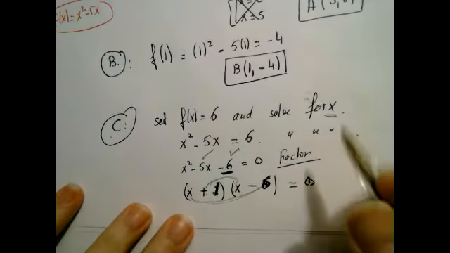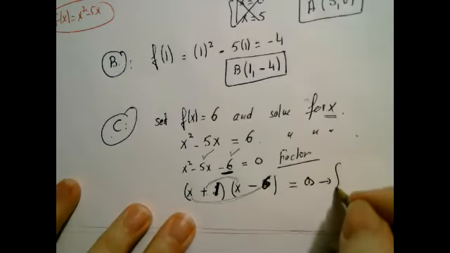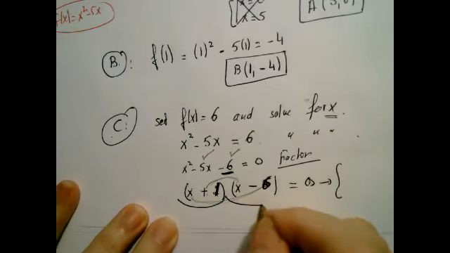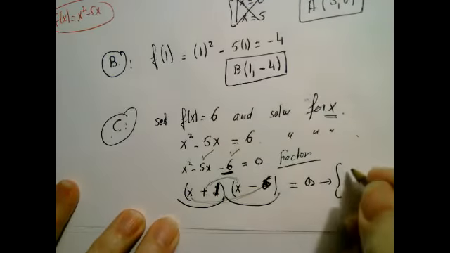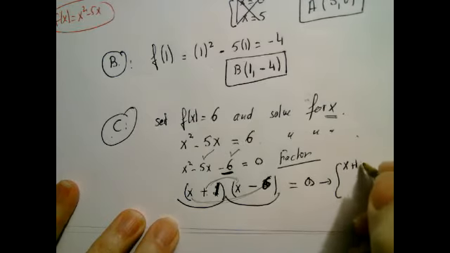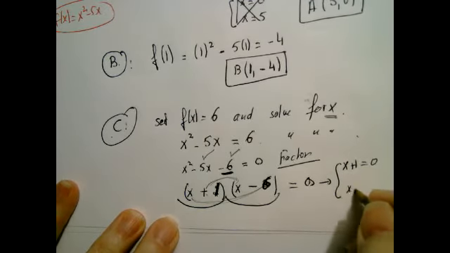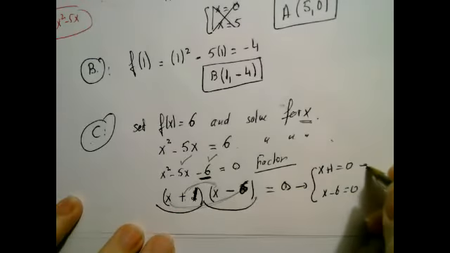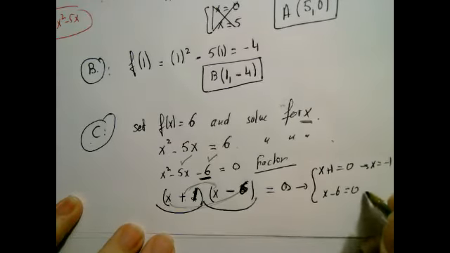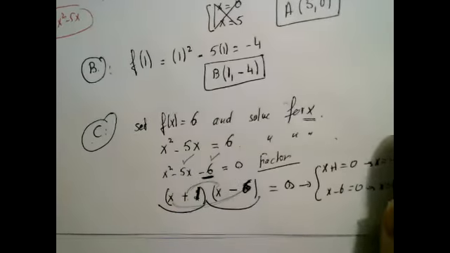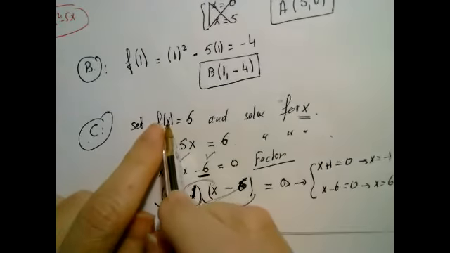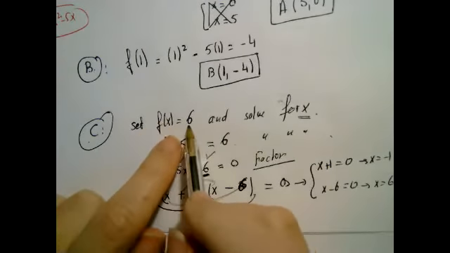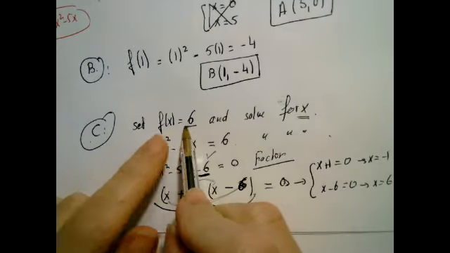So now if this product is 0, how can this occur? Either this expression is 0 or this expression is 0. So either x plus 1 equal to 0 or x minus 6 equal to 0. The first one gives me x is minus 1. The second gives me x equal to 6. Okay, so there are two inputs that bring up an output of 6.